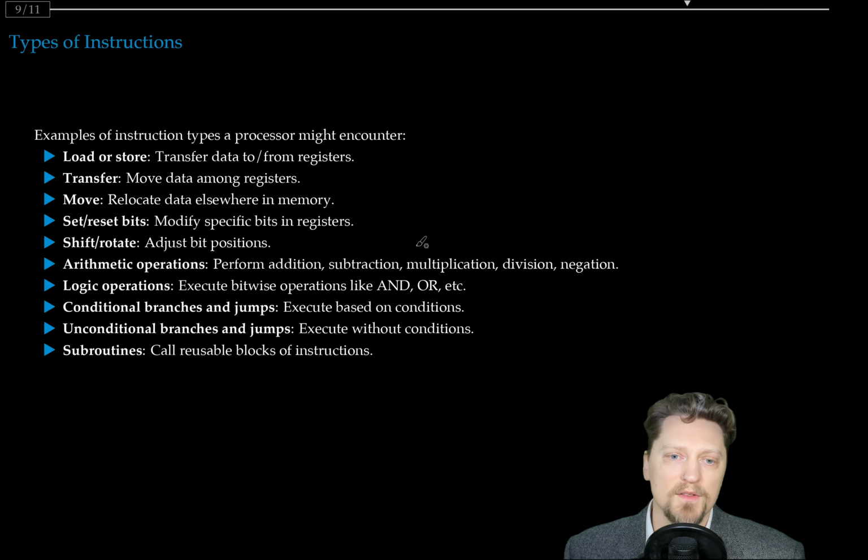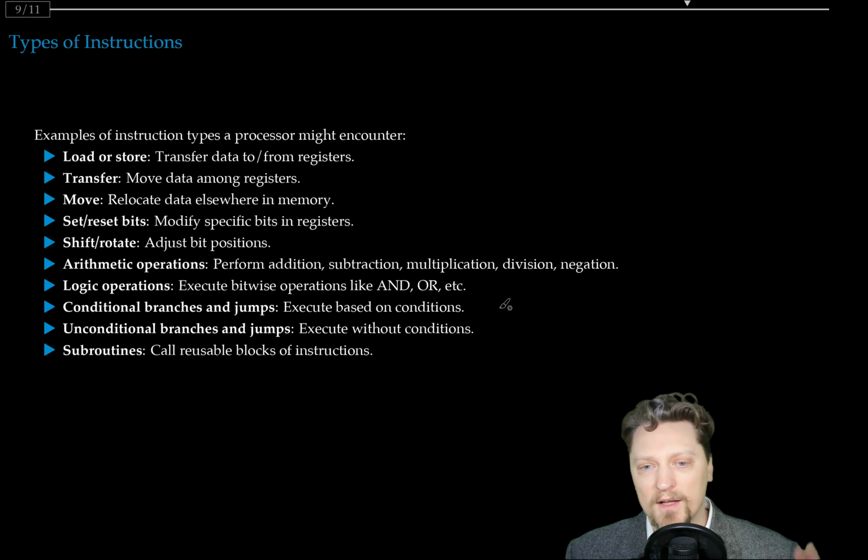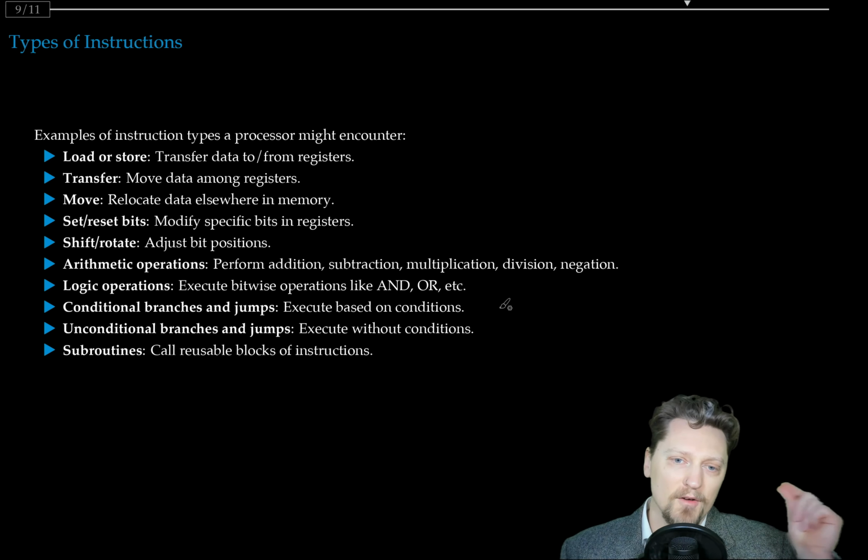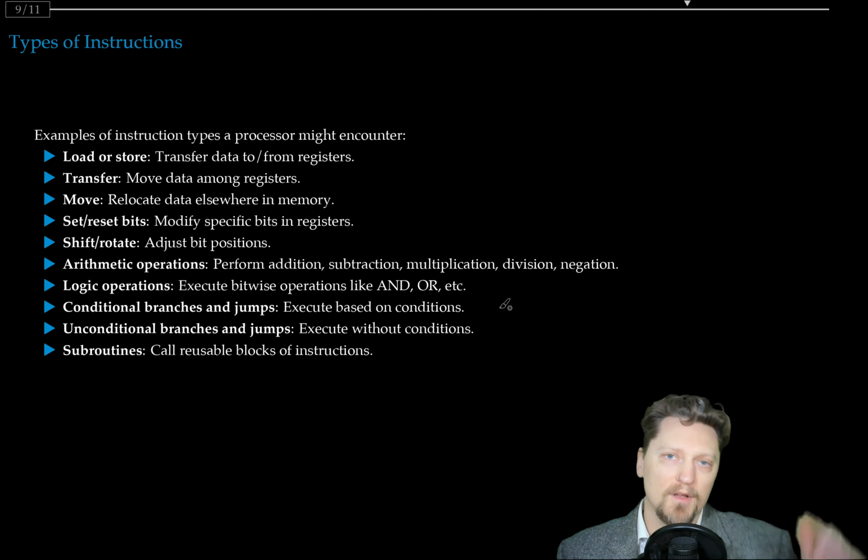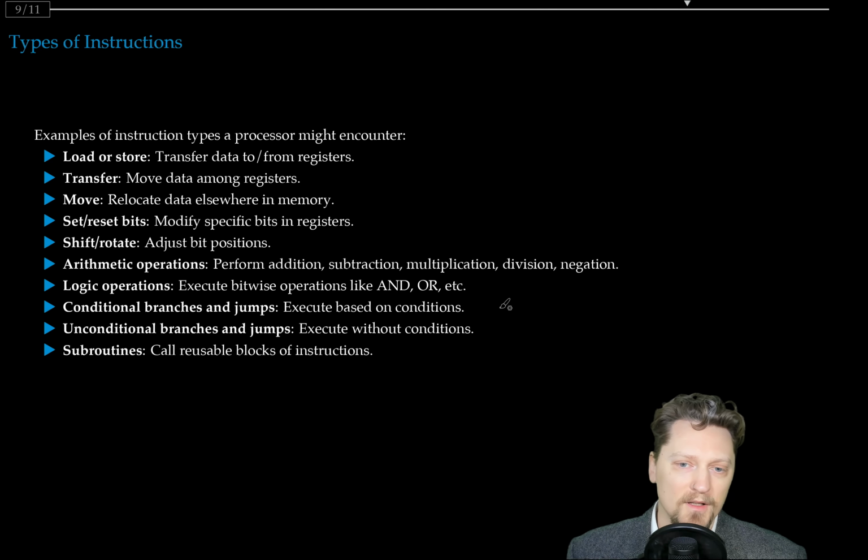Logic operations, bitwise operations like and, or, etc. Conditional branches and jumps, execute based on conditions. So if this, then that, for instance. Unconditional branches and jumps, execute without conditions. So at this point, we go to another location in a program, for instance. Subroutines, call reusable blocks of instructions.